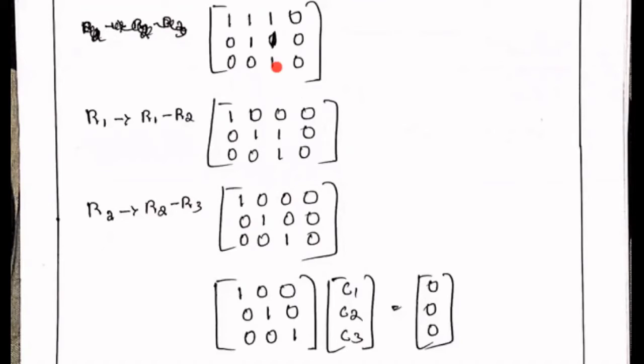But what you can do is further reduction. Above the pivot elements, you can make it 0. In the second row the pivot is there, and above that 1 is there. Here the pivot is there, and above that two ones are there. You can make them 0 in this case.